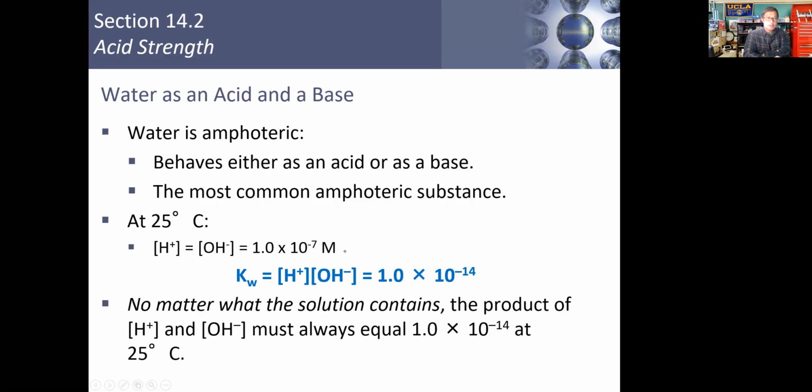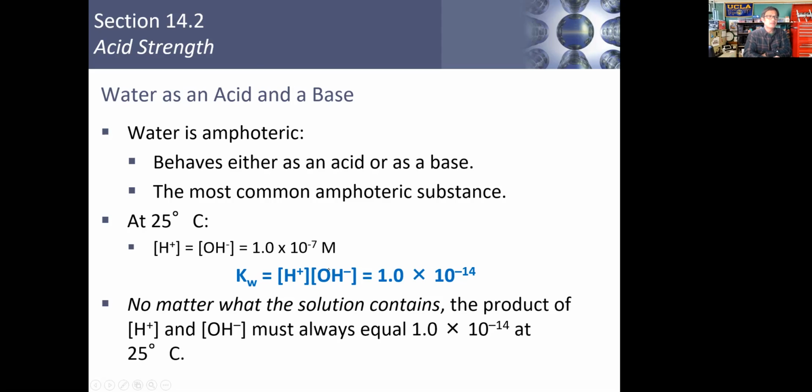How do they change? If we add in more hydrogen ions, obviously we will change the concentration of hydrogen ions. And if we add in more hydroxide ions, we will change the concentration of hydroxide ions. However, the equilibrium constant here will not change. So if you add in more hydrogen ions, what has to happen? You're going to have to decrease the amount of hydroxide. How that happens, we'll talk about in just a moment.